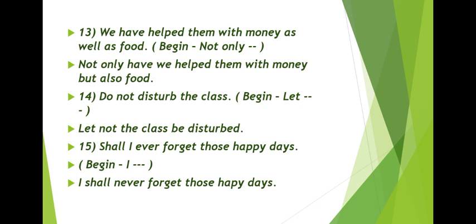Next sentence is shall I ever forget those happy days? You have to begin with I shall. Okay. So what will become? I shall never forget those happy days. The question mark is not typed. Okay. It's just a typing mistake, just ignore it. It's an interrogative sentence. Shall I ever forget those happy days? You have to make it an assertive sentence. Okay. As it is positive, you have to make it a negative sentence. I shall never forget those happy days. Positive becomes negative. Negative becomes positive. Clear? Up to this much.